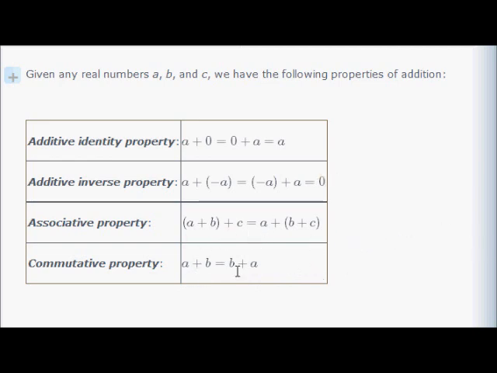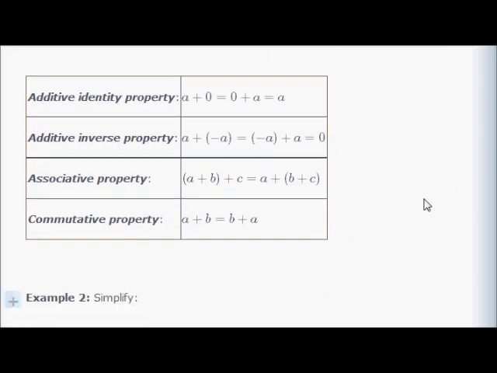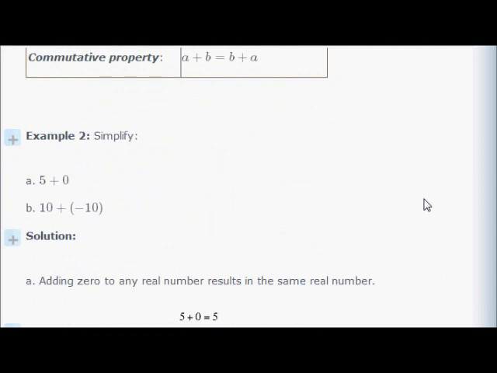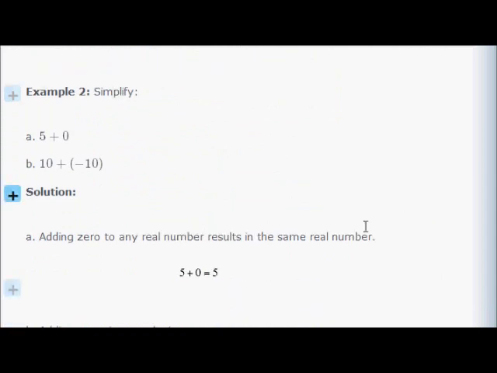Okay? Doesn't work with subtraction. Okay? We're just talking about addition here. These things don't necessarily work with subtraction. Okay? So now let's start with an example.